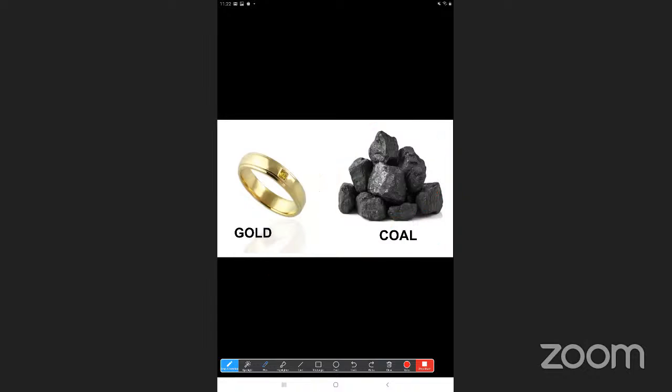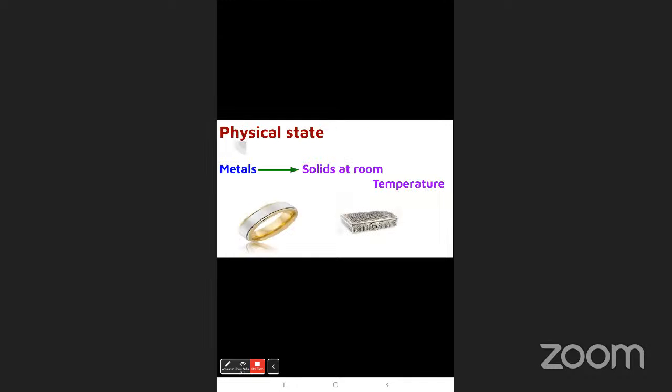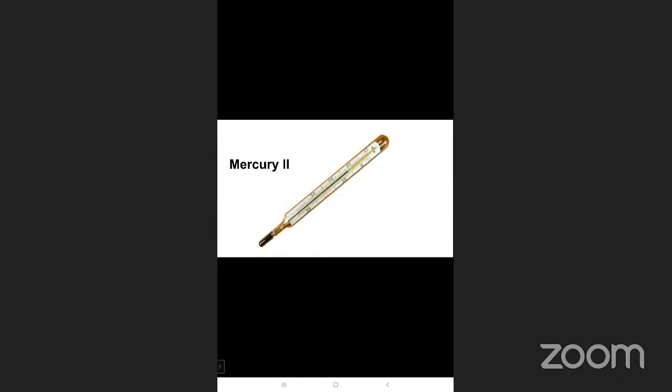So what is the physical state that we see in metals? We know the metals are solids at room temperature. The only metal, mercury, which is present in the thermometer, is in the liquid state. There is only one metal in the liquid state, which is mercury. The rest of the metals exist in the solid state at room temperature.